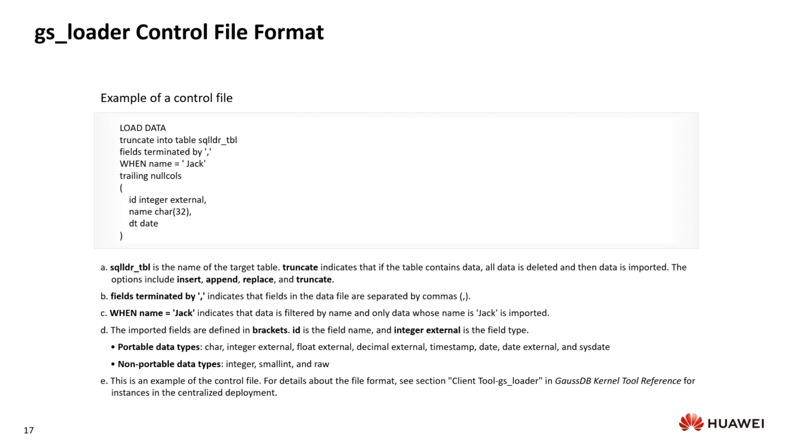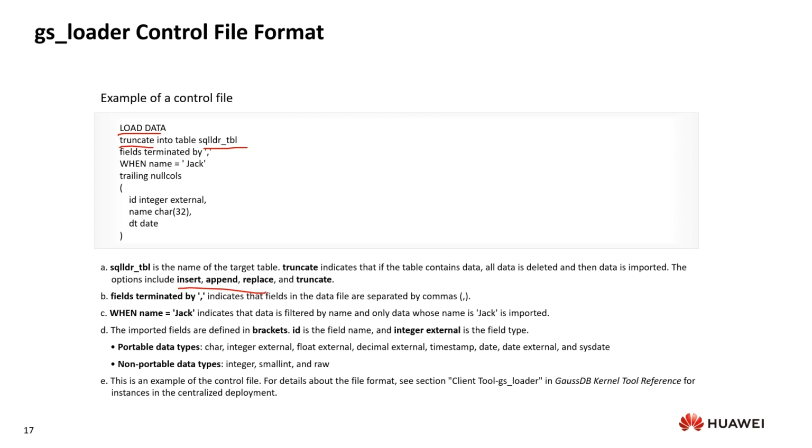It always starts with load data, and the SQL loader table here is the target table name. Truncate is a loading method, which deletes any existing data from the table before importing new data. Other loading methods available are insert, append, and replace.